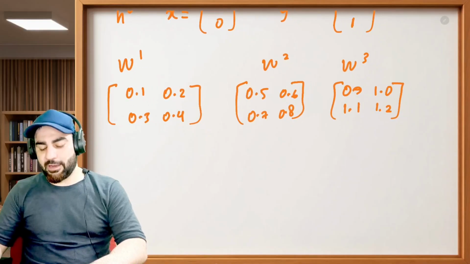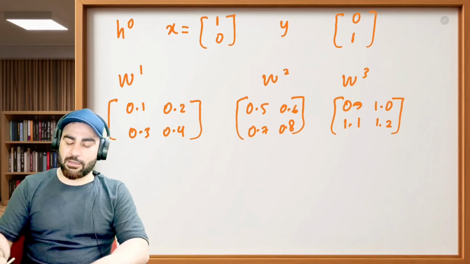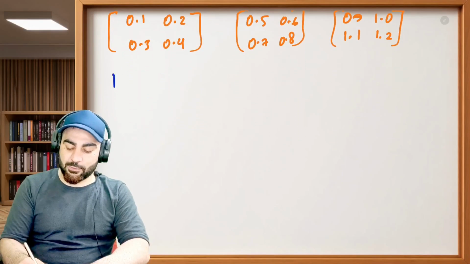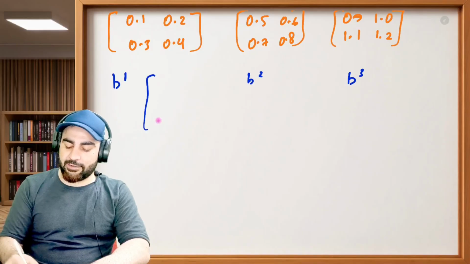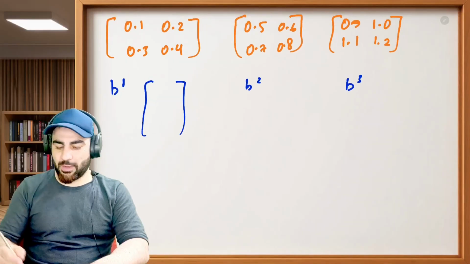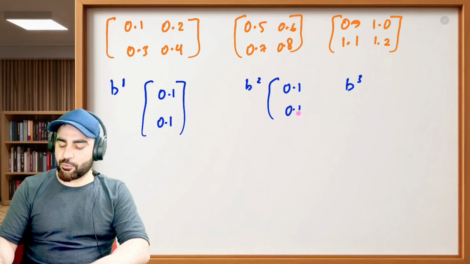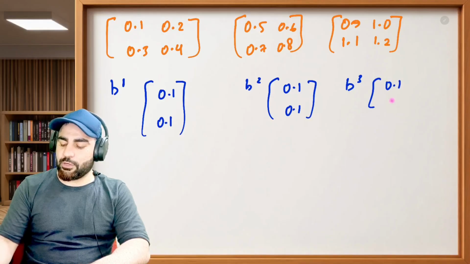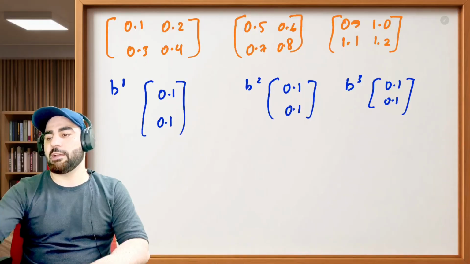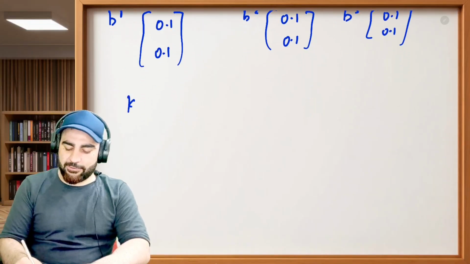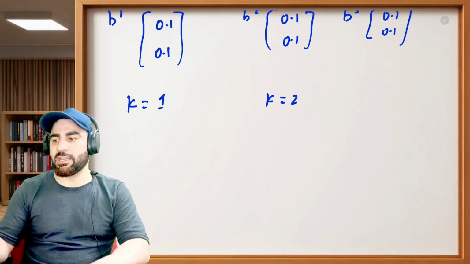Now we also have to define bias vectors. So again, you have W1, W2, W3 matrices, and then you should have vectors: bias 1, bias 2, and bias 3. We'll give them pretty standard values so that you can understand. We keep the bias constant at 0.1, 0.1, similarly over here 0.1, 0.1, and here also 0.1 and 0.1, to make the calculations easy. Okay, this is how our bias looks. And now you have k. If I write k equal to 1, that means hidden layer first. When I write k equal to 2, that means hidden layer second.